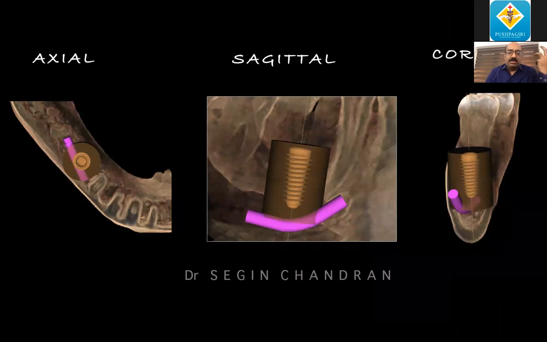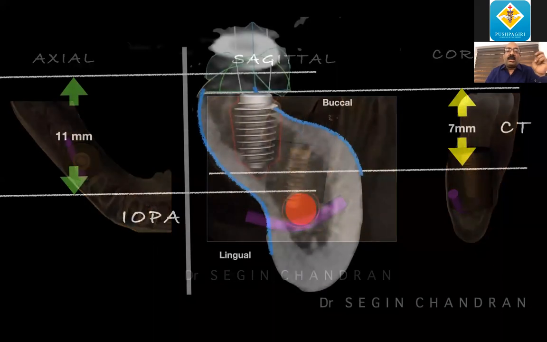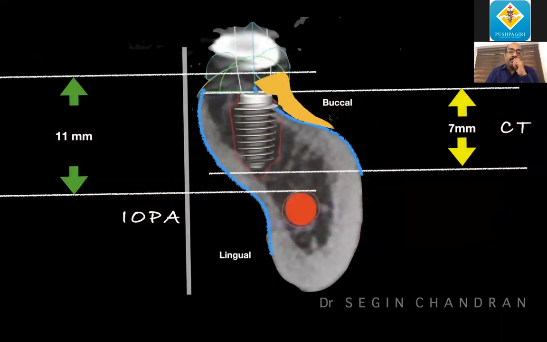And you can virtually place an implant and see, if I place an implant of this dimension, where exactly it is going to stay, how safe it is from the adjacent vital structures, and how good it is going to be in the prosthetic outcome. And you will know where exactly the emergence of that particular screw is in terms of the crown you are going to give.